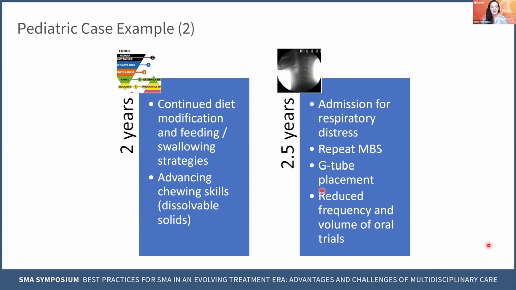Eventually, he was admitted about 6 months later with some respiratory distress. We repeated his swallow study then. It was similar to the previous one, but he did get a G-tube for supplemental nutrition during that admission, and started to work towards a reduced frequency and volume of oral trials. Similar consistencies, but supplementing through his G-tube to get him the nutrition he needed, because he was becoming a little less efficient with his oral feeding as he got older.